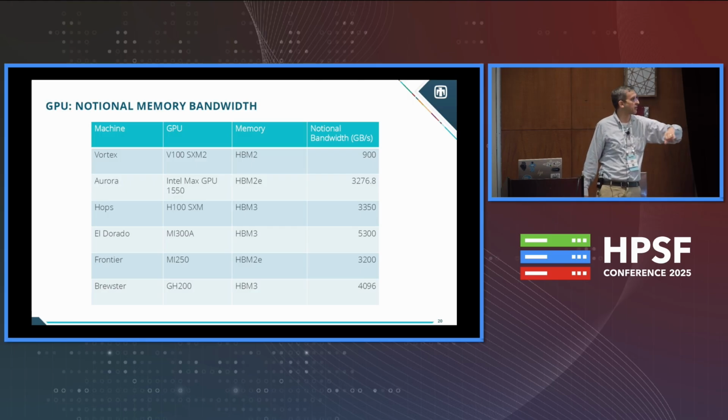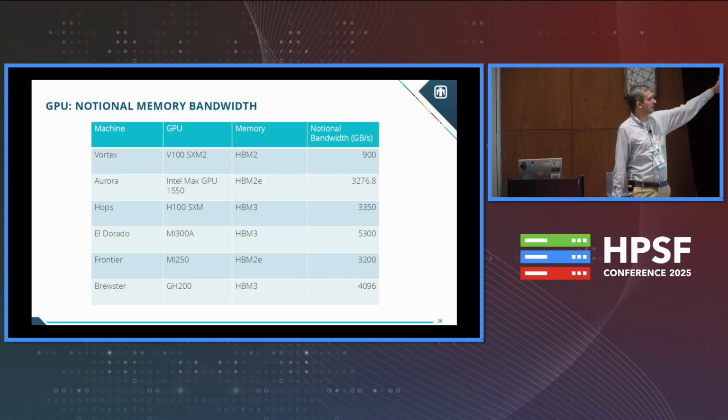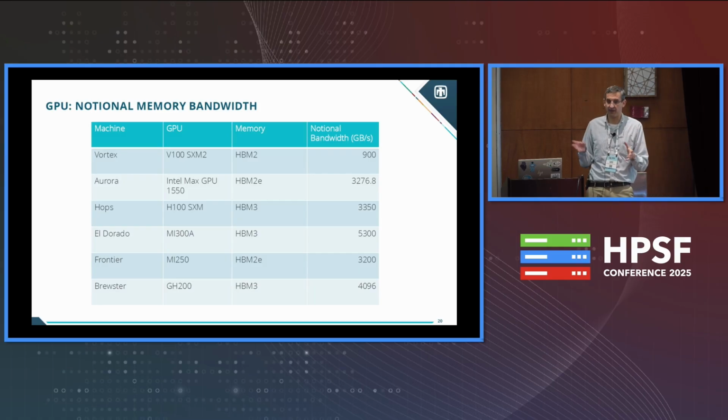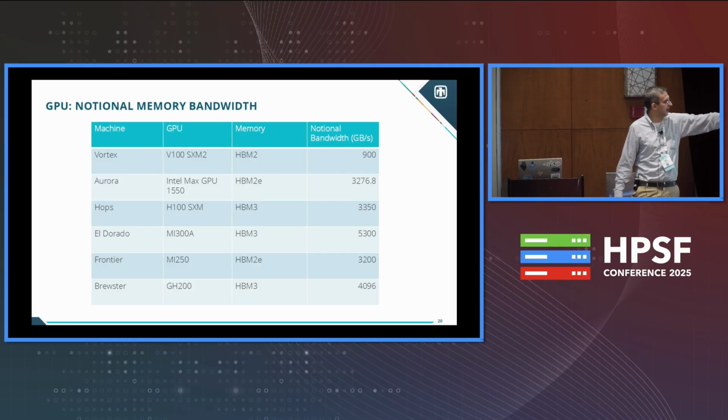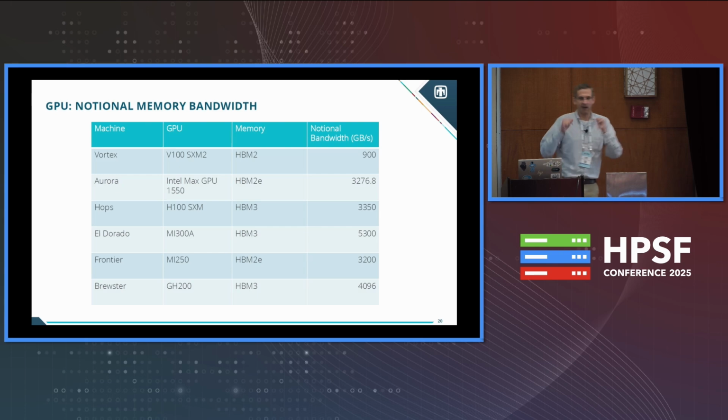You got Frontier, 3.2. So notionally, if I believe what's on the box, Aurora, Hops, and Frontier, so your Intel Max, your H100, and your MI250X, all should be about the same. We'll see in a second. We also add Grace Hopper. So that's 4 terabytes a second. So you expect to see that a little ahead of the pack. And then finally, your mini LCAP, your MI300A, at 5.3 terabytes a second.